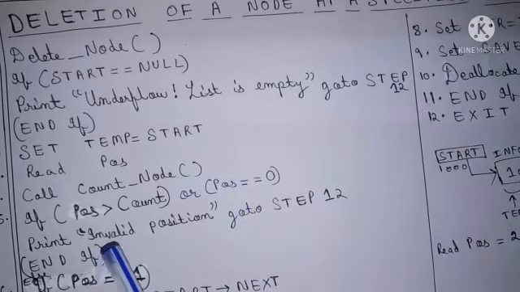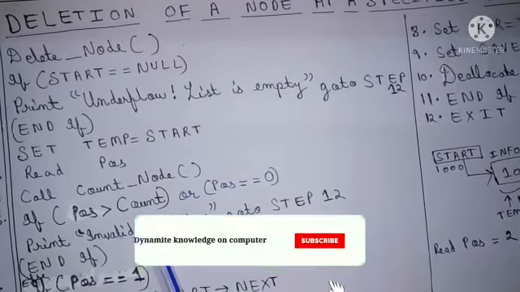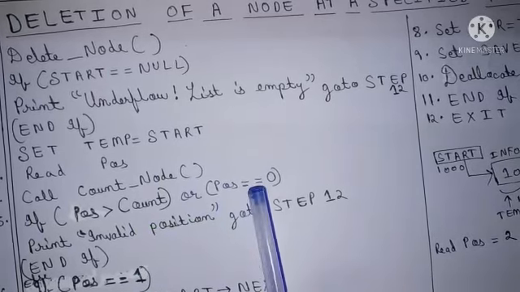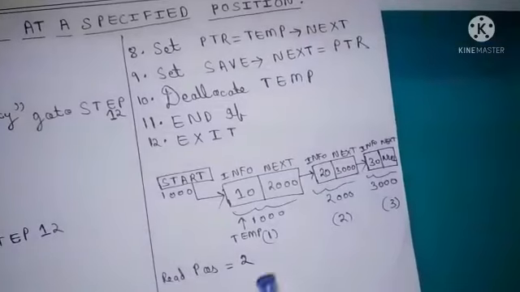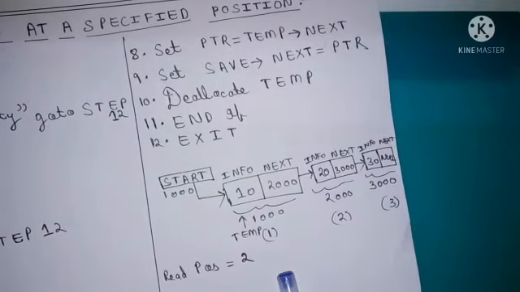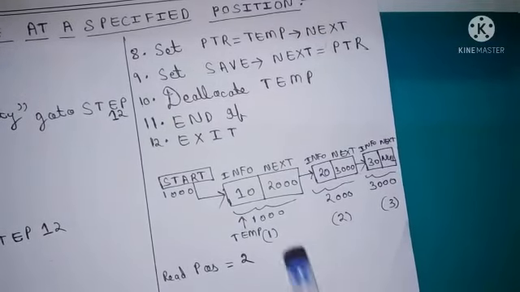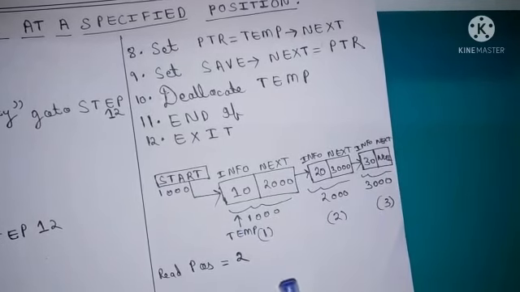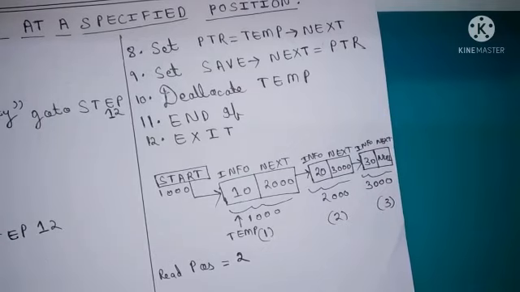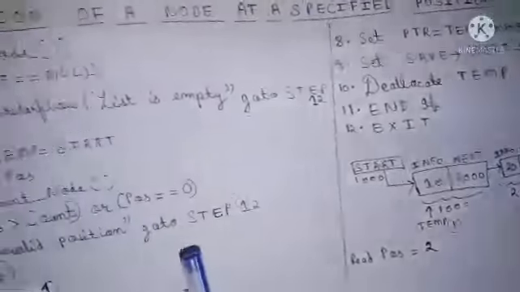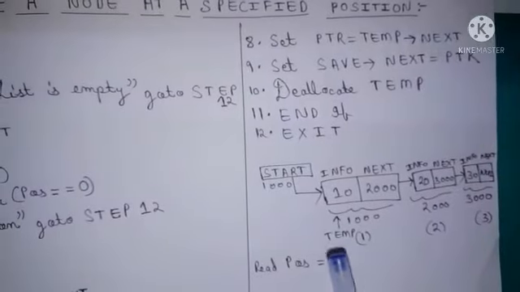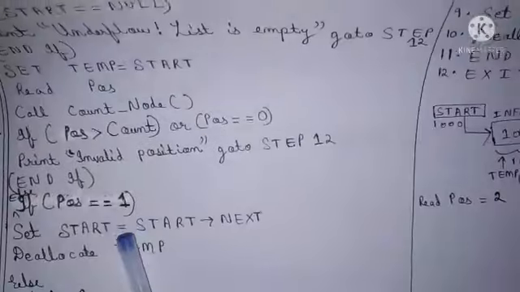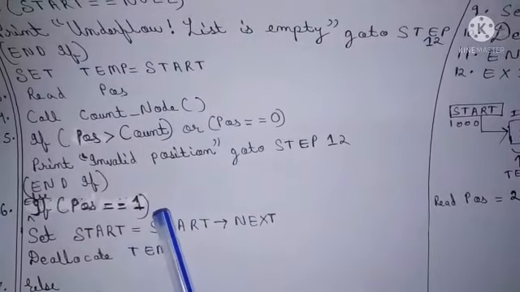Then it will check whether the position is greater than count or position is 0. Suppose I set the position as 4. Then it will return the number of nodes as 3. So 4 is greater than 3, and definitely it will give invalid position. Similarly, suppose I give input position as 0, then 0 also will give invalid position.